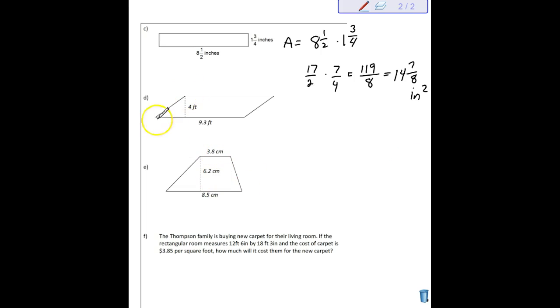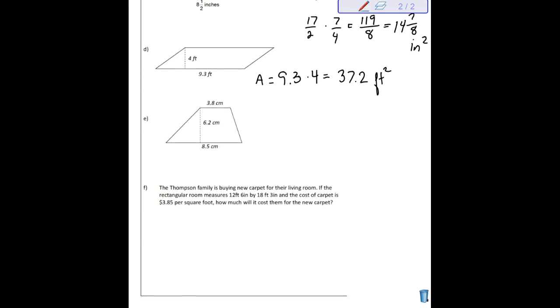Okay, here we have our parallelogram. So our area is just the base, which is 9.3, times our height, which is 4. And that gives us 37.2. And our units for area will be feet squared.